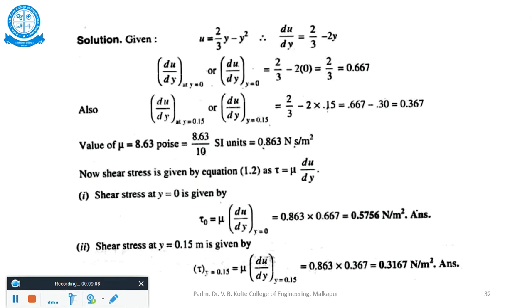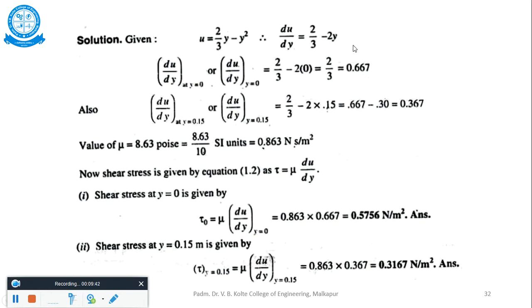So how can we solve this numerical? The velocity profile is already given, u equal to 2/3 y minus y square. In Newton's law of viscosity, the equation is tau equal to mu into du by dy. So we have to differentiate u with respect to y. The derivative of 2/3 y is 2/3, and the derivative of y square is 2y. So du by dy is equal to 2/3 minus 2y.